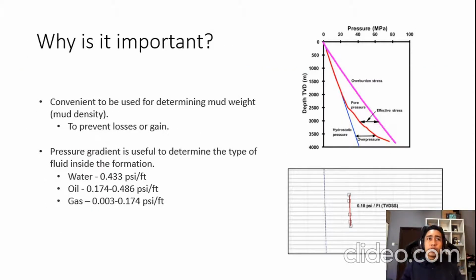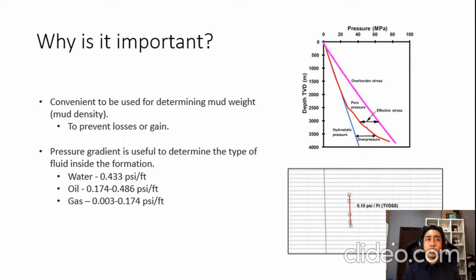Pressure profile is very convenient to be used for determining the mud weight, which is also known as the mud density. It is important to prevent the losses or the gain. Okay, how do losses and gain occur? Losses occur when the mud weight is higher than the pressure of formation, meaning that the mud will penetrate into the formation.